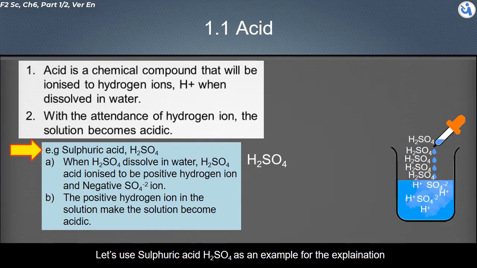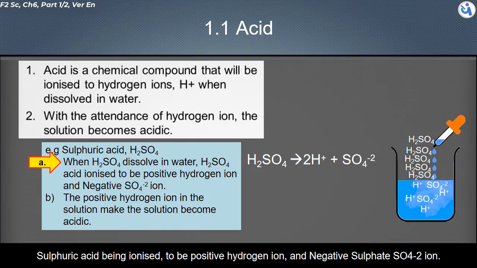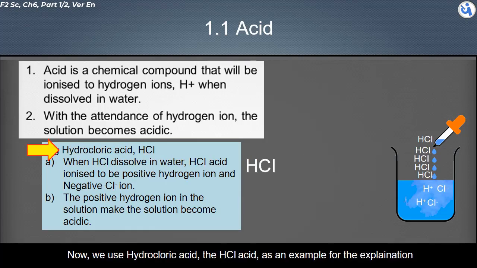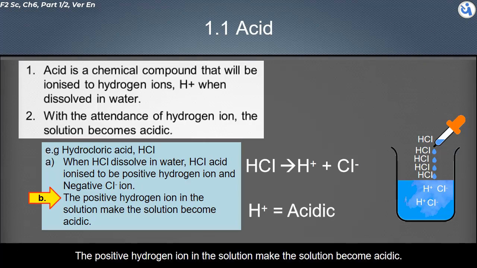Let's use sulfuric acid, H2SO4, as an example for the explanation. When sulfuric acid dissolves in water, it is ionized to positive hydrogen ions and negative sulfate ions. The positive hydrogen H+ ions in the solution make the solution acidic. Now, we use hydrochloric acid, HCl, as an example. When hydrochloric acid dissolves in water, it is ionized to positive hydrogen ions and negative chloride ions. The positive hydrogen ions in the solution make the solution acidic.